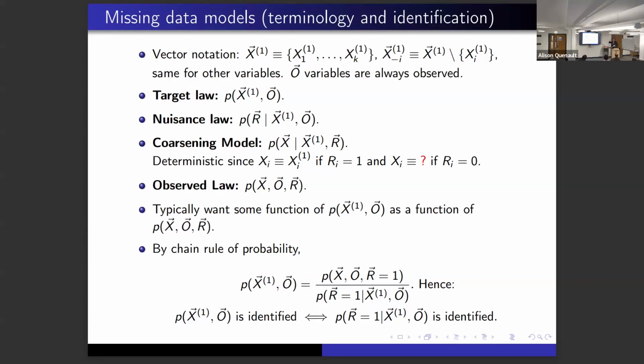That might be an issue. We'll get to that. It's called nuisance law, by analogy with nuisance functions in semi-parametrics. It's probably something we need to know, but it's not something we usually care about. We just care about the target law.